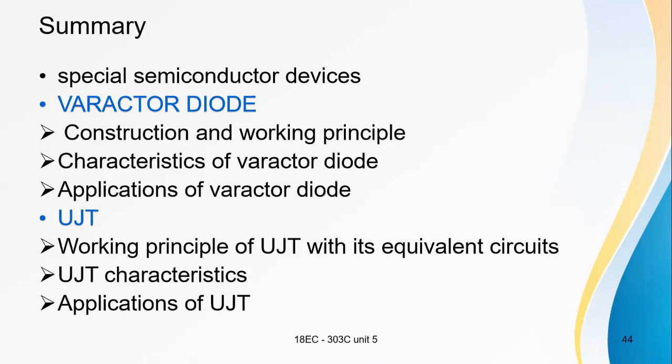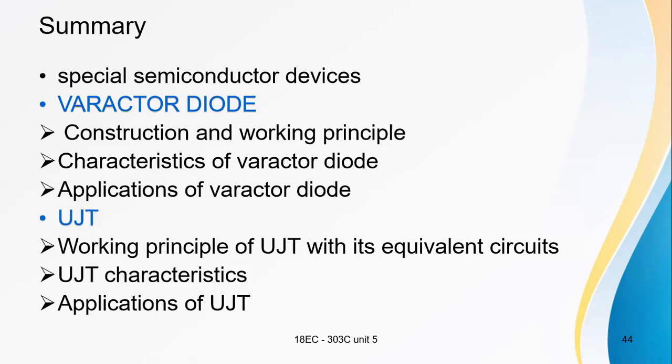Examples of the special semiconductor devices are varactor diode, UJT, TRIAC, and tunnel diode. In this session, we discussed the varactor diode, its construction and working principle. How it is constructed: we see P-type and N-type semiconducting materials. Based on the application, the semiconducting material will be either silicon or gallium arsenide.